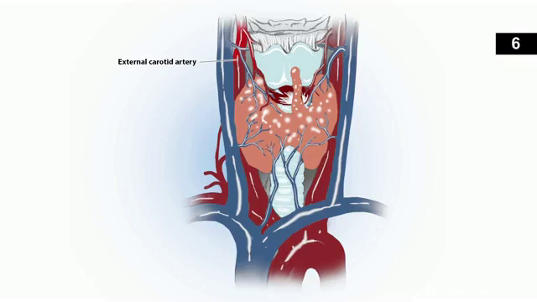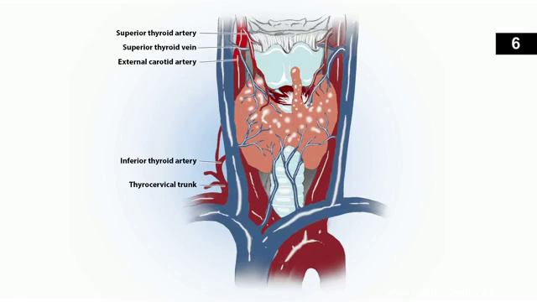Next, describe the flow of blood into and out of the thyroid gland. I know this kind of seems basic, but it does show up on step 1. So let's start with the arterial supply. The external carotid artery gives rise to the superior thyroid artery, and then the thyrocervical trunk gives rise to the inferior thyroid artery. Then for the venous drainage, there are 3 veins: the superior thyroid vein, the middle thyroid vein, and the inferior thyroid vein.